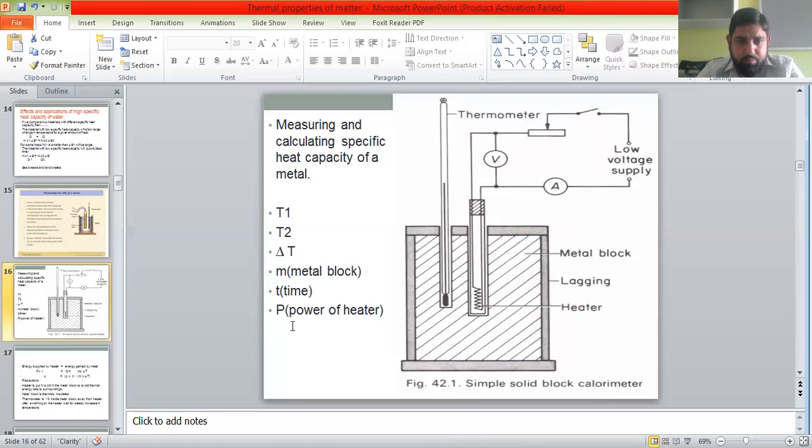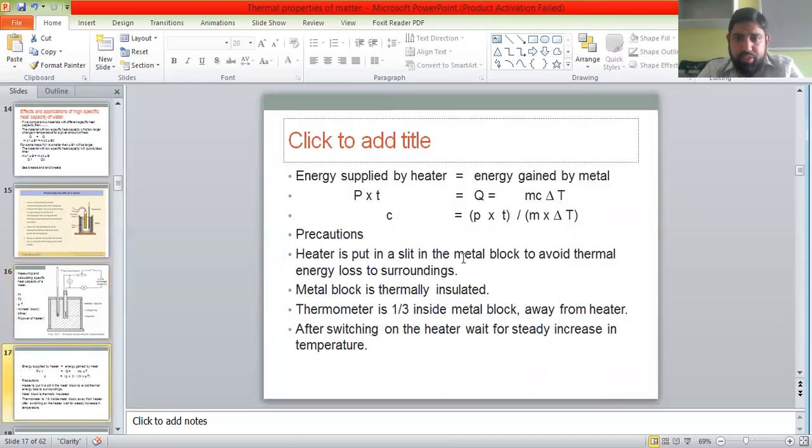So the time for the metal block can be measured by stopwatch, and the power of the heater is known. Once you know these values, you know about the thermal energy provided by the heater.